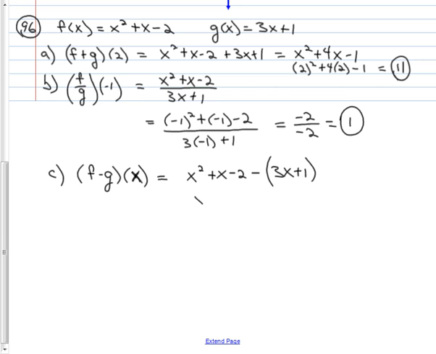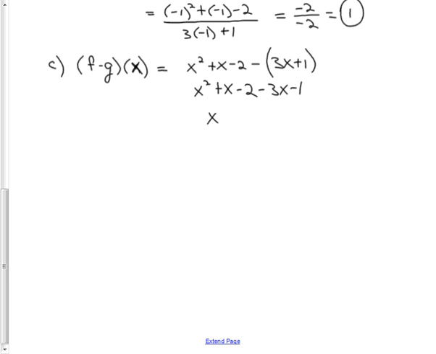All right, distribute: x squared plus x minus 2, distribute my negative, negative 3x minus 1. Collect like terms. And once we have collected our like terms, we're done, because they say put an x in. x squared minus 2x minus 3.